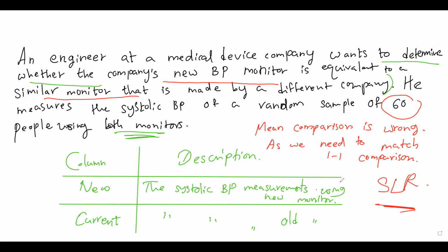Any guesses? No, don't guess. Just read the question and understand. So Y is what? The response variable, the dependent variable. It is depending on the predictor variable. Predictor means the X variable. So by thinking like that, I'll just give you another example.